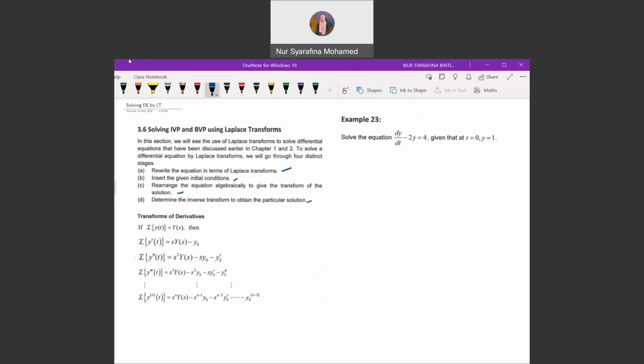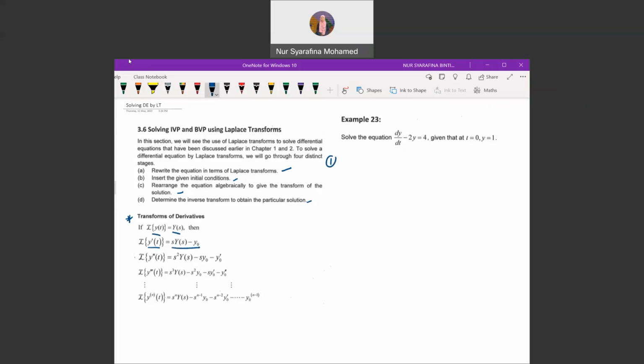So now, before we transform, we should use the transformation of derivative here. Okay, when it is y, the transform becomes Y(s). When it is y prime, the transform becomes sY(s) minus y naught. So let's take a look at this example where it involves only first derivative of y, dy/dt here. Okay, so we're going to go step by step here.